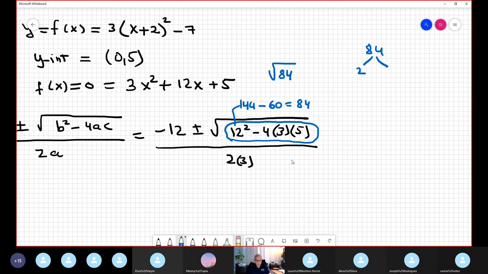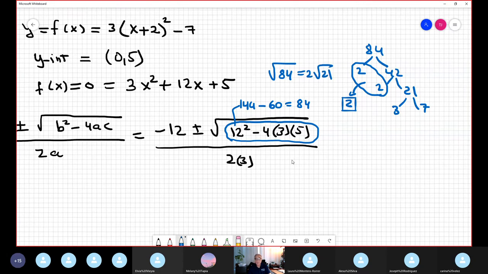Is it divisible by 2? Okay, 42. 42 is divisible by 2, okay, 21. And 21 is 3 and 7, but basically the only couple they can see for the simplification is this couple, 2, that represents 1, 2. So if you want to express it more elegantly, this radical 84 is 2 radical 21.